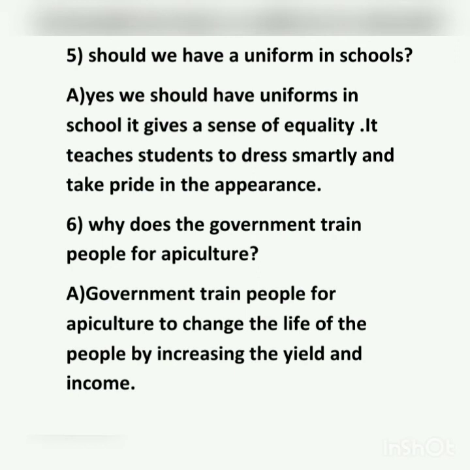Yield means you all got to know. And if they produce more honey, what happens? They can give this honey to the government, and in return they get money. So the government wants to increase just two things, that is the yield and income. That's why it trains people for apiculture. Now write it down neat and clean in the workbook. Once we finish this, we will start with the notebook part.